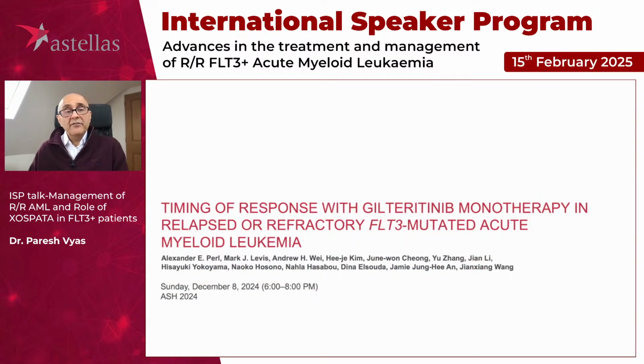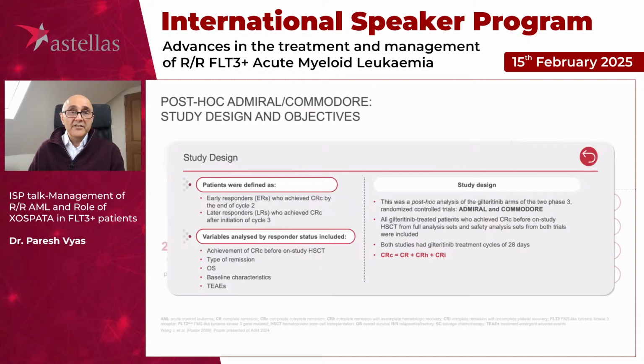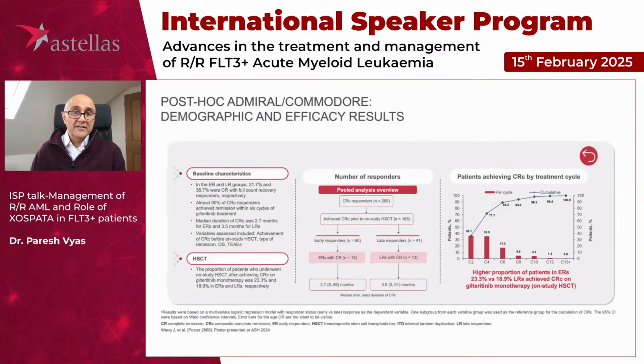Okay, let's now think about how long you have to stay on gilteritinib monotherapy if you are treating relapsed refractory FLT3 mutant AML. And this was a post-hoc study using both the ADMIRAL and COMMODORE trial data sets. And patients were early responders if they'd achieved CRc by cycle 2, late responders if they achieved CRc after cycle 3. And there are a number of variables analyzed. And CRc, the composite CR rate, was defined as CR, CRh, and CRi. Okay, let's just look at the data.